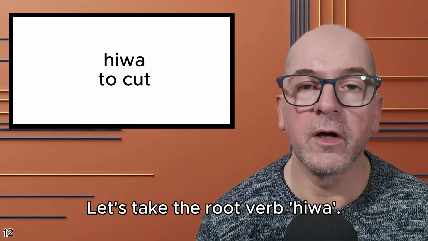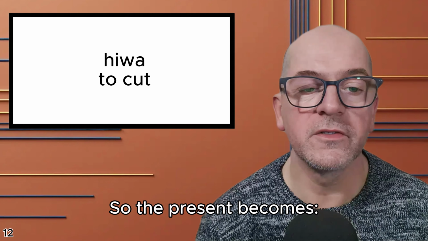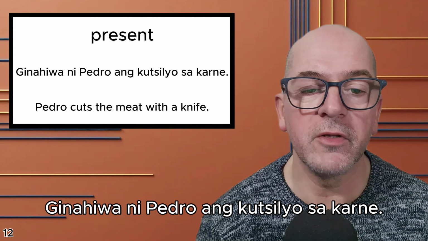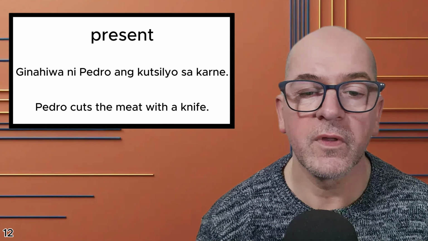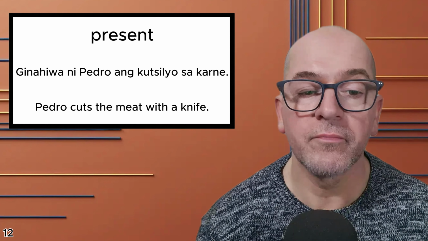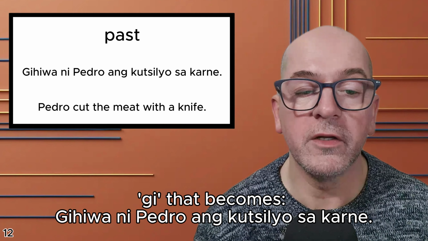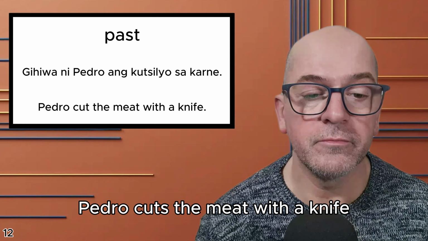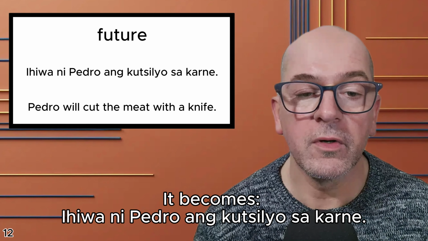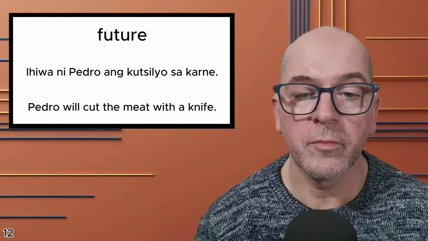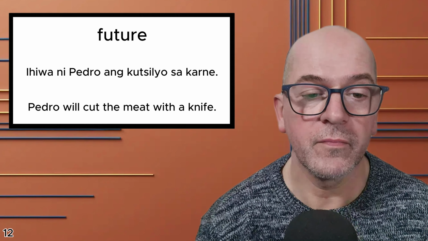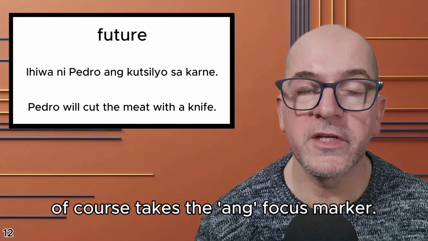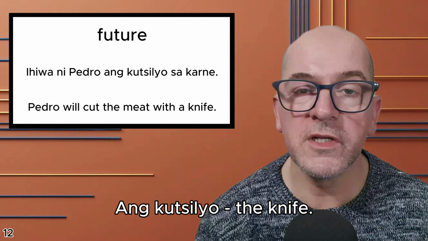Let's take the root verb hiwa, to cut. So the present becomes ginahiwa ni Pedro ang kutsilyo sa carne. Pedro cuts the meat with a knife. In the past, gi, it becomes gihiwa ni Pedro ang kutsilyo sa carne. Pedro cut the meat with a knife. And in the future, with i, it becomes ihiwa ni Pedro ang kutsilyo sa carne. Pedro will cut the meat with a knife. And notice that the instrument, of course, takes the ang focus marker, ang kutsilyo, the knife.